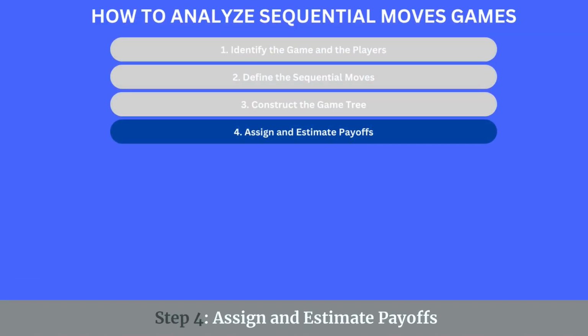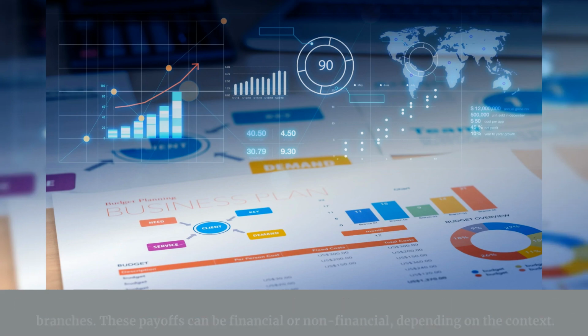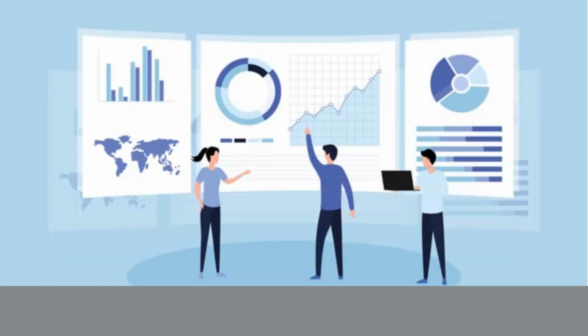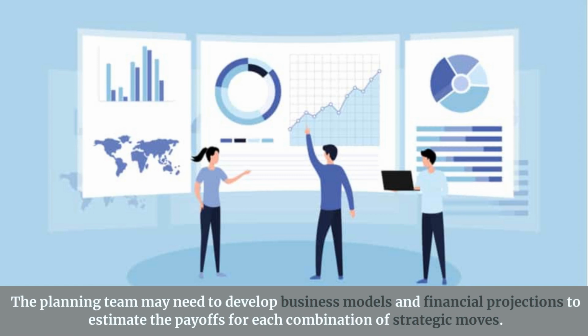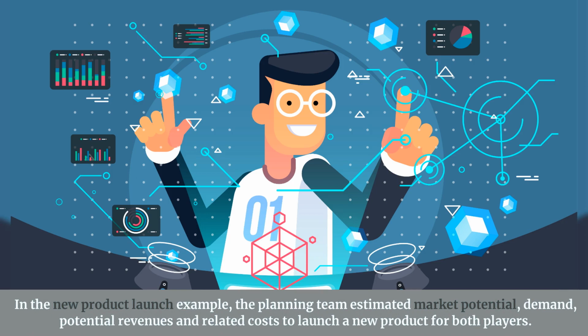Step 4. Assign and estimate payoffs. For each outcome in the game tree, estimate the payoffs to be assigned to the corresponding branches. These payoffs can be financial or non-financial, depending on the context. To estimate payoffs, consider the potential revenue, costs, market share, or strategic benefits resulting from each outcome. The planning team may need to develop business models and financial projections to estimate the payoffs for each combination of strategic moves. In the new product launch example, the planning team estimated market potential, demand, potential revenues and related costs to launch a new product for both players.